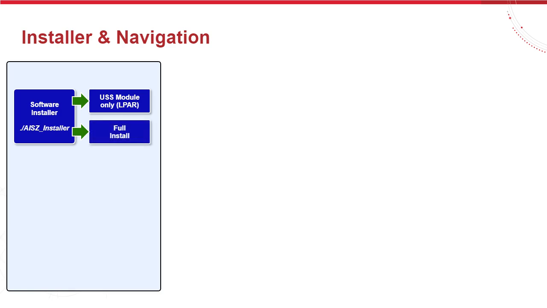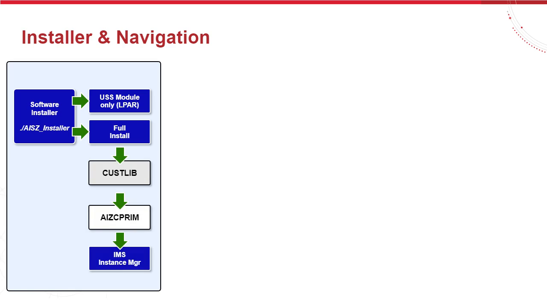This is the navigation map. We start with the installer, which we execute in USS with /AISZ_installer. This initiates a menu with two options. Either USS modules only, which we use when the software has already been installed and we're targeting a new LPAR, or full install, which we select if it's a first install. This installs both the Unix components, but also the z/OS libraries common to all LPARs. Once installed, we execute the AIZCprim clist in the custlib library, which starts IMS. IMS gives us two options, either IWS or CA7, which we select.